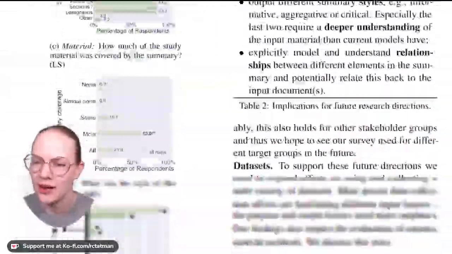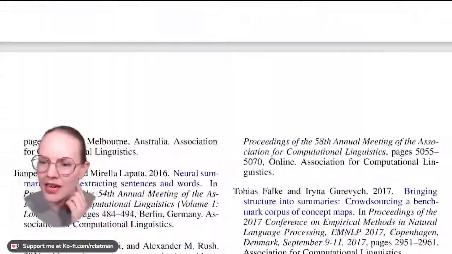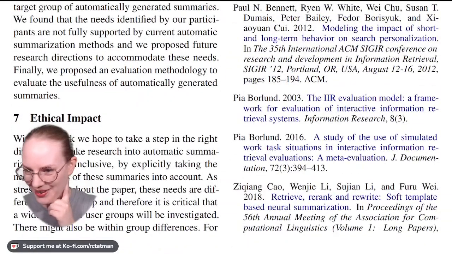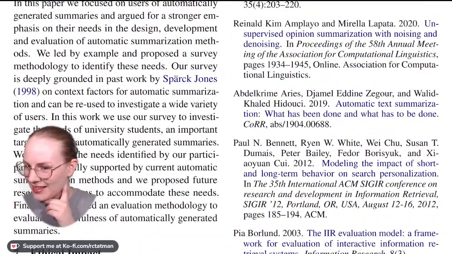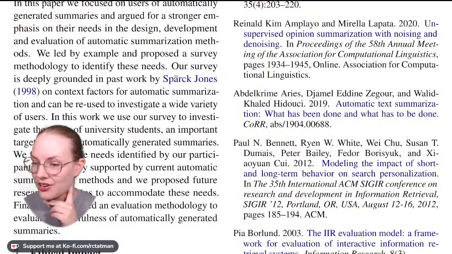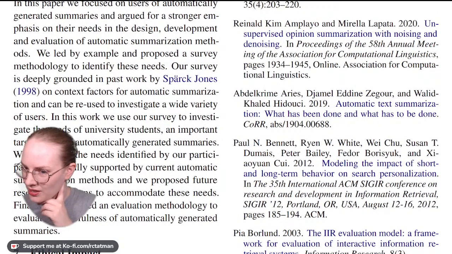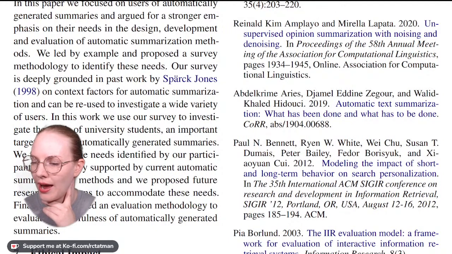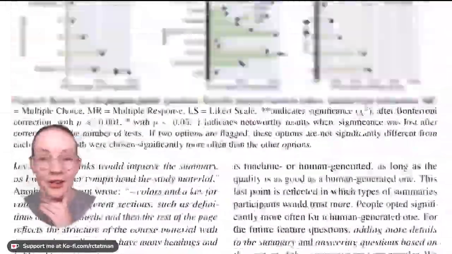Sorry, I was just looking up that Bennett paper because I feel like I've read it. I have not, actually. I don't think so. So this is Paul Bennett et al. from 2012 at SIGIR, the Special Interest Group on Information Retrieval, in Portland: modeling the impact of short and long-term behavior on search personalization. Interesting. Okay. I don't know that paper.